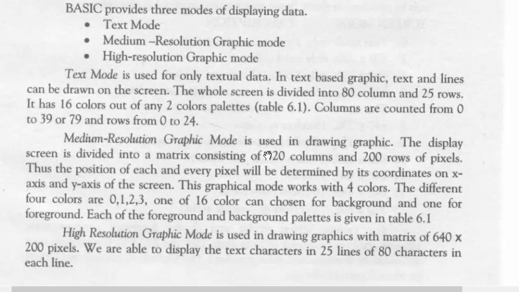Medium resolution graphic mode is used in drawing graphics. The display screen is divided into a matrix consisting of 320 columns, 200 rows of pixels. Thus, the position of each and every pixel will be determined by coordinates of x-axis and y-axis of the screen. This graphical mode works with 4 colors. The different 4 colors are 0, 1, 2 and 3. One of 16 colors can be chosen for background and one for foreground. Each of the foreground and background palettes is given in Table 6.1.